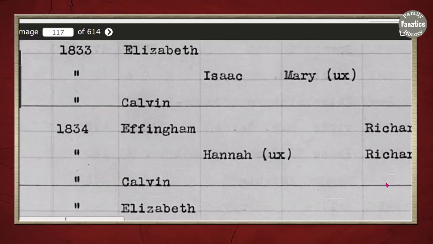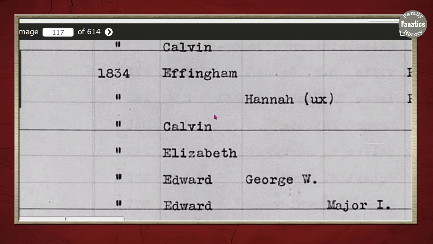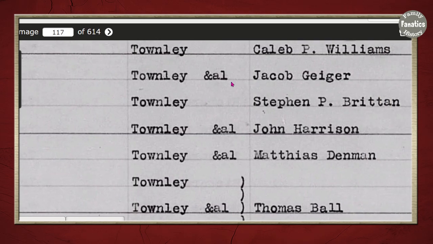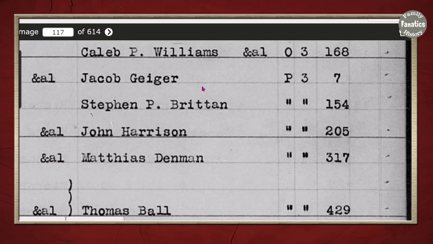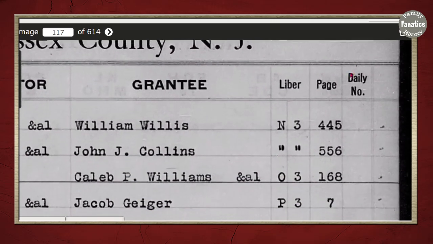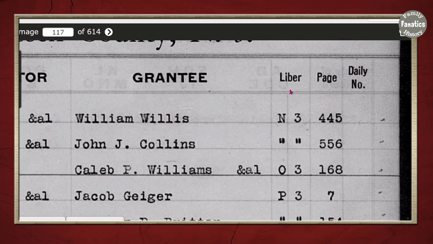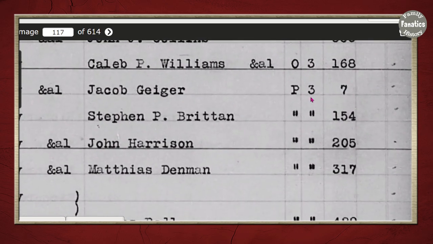Well, that's when you need to get a notepad or grab something to keep track of the information here on this record. So 1834, we want to write that down. Effingham and Richard Townley. That ampersand and AL, that's et al, meaning there's more people named. We want to write down the name Jacob Geiger, and then we want to look at the P37. What does that mean? We need to go to column headings. So P3 is the book, page 7.